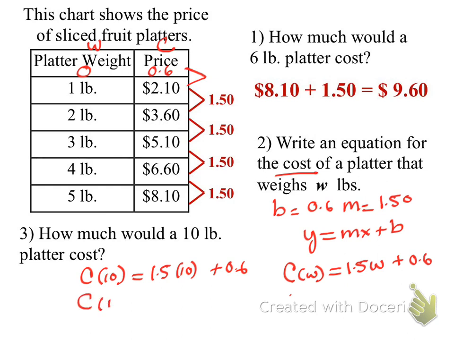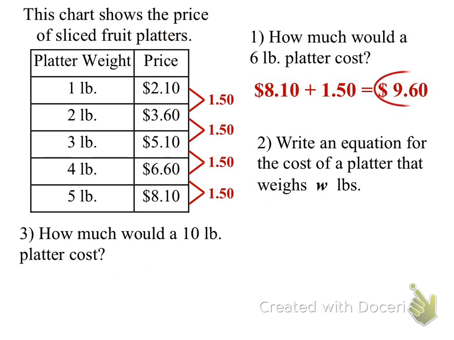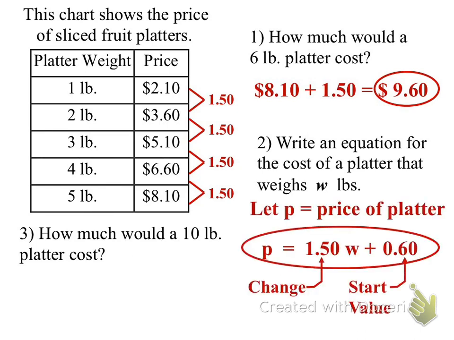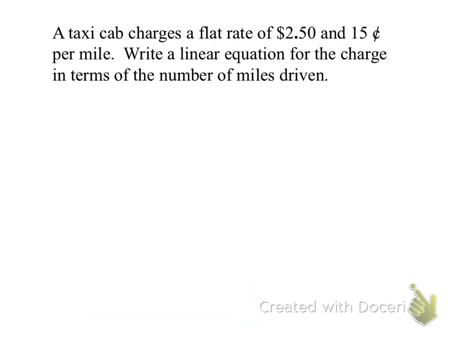C of 10 equals 15 plus 0.6. So C of 10 equals 15.6. You guys with me? Yeah. Okay. So, are you guys clear on this? Are you okay with writing it in function notation? Yes. Now, let's write all of these in function notation.